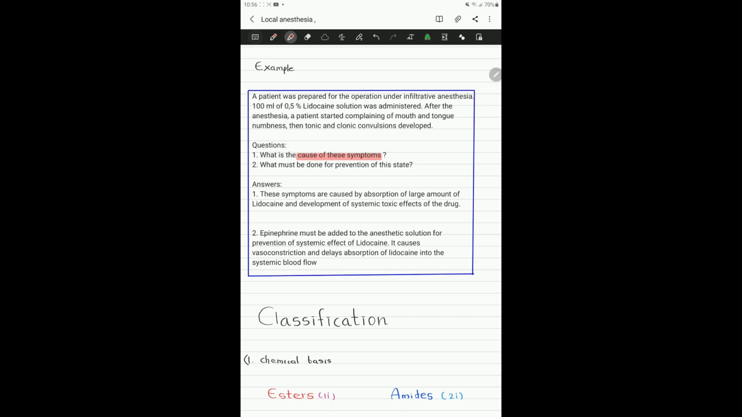These symptoms are caused by absorption of a large amount of lidocaine and development of systemic toxic effects of the drug. What must be done for prevention of this state? Epinephrine must be added to the anesthetic solution for prevention of systemic effect of lidocaine. It causes vasoconstriction and delays absorption of lidocaine into the systemic blood flow.